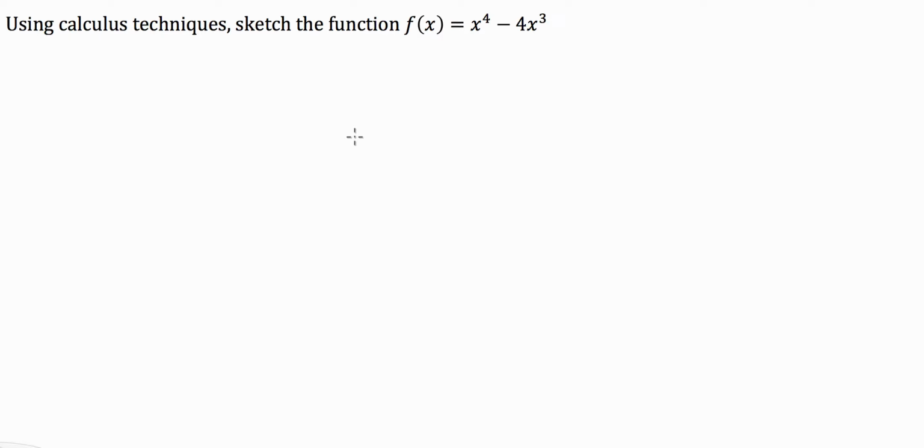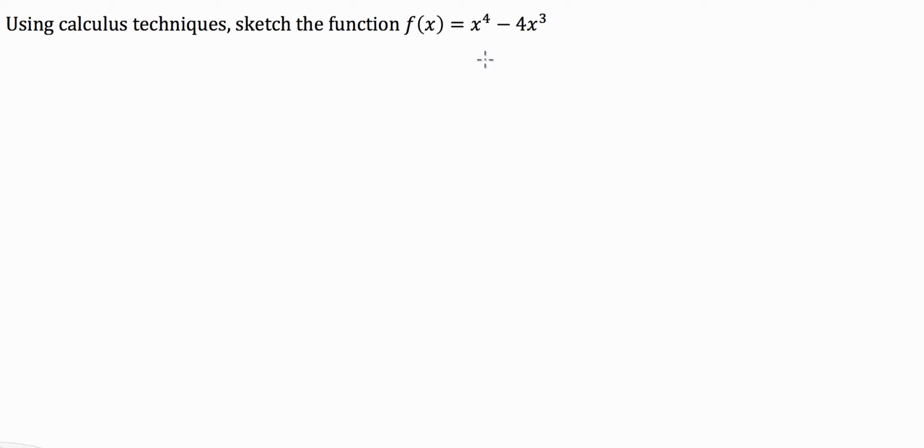Hi guys, today we're going to do a calculus question which is asking us to sketch the function x to the 4 minus 4x cubed. So these questions are sometimes a bit of a trek to do, but we're going to go through it step by step and hopefully it'll help you understand how we go about sketching these kind of functions.